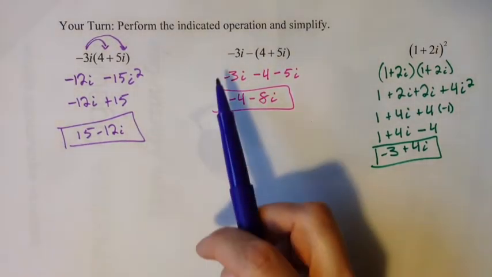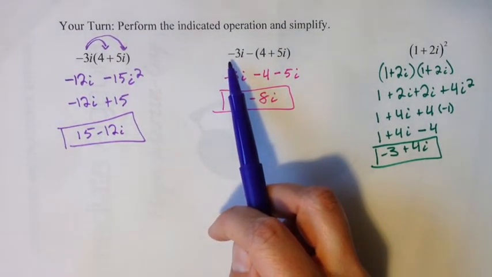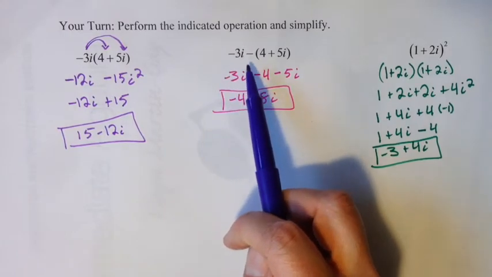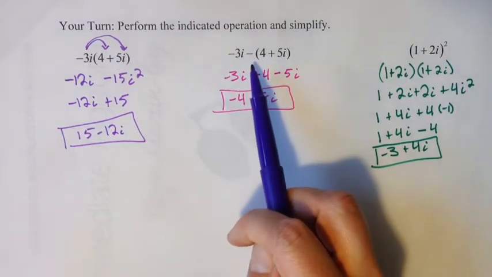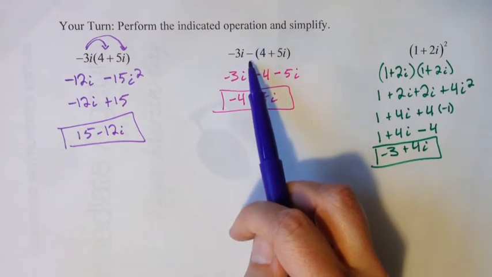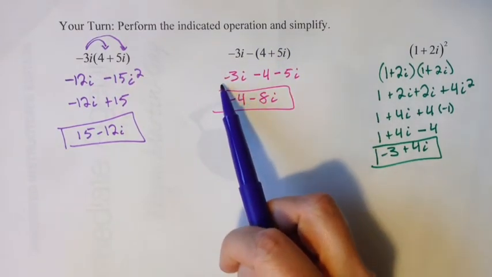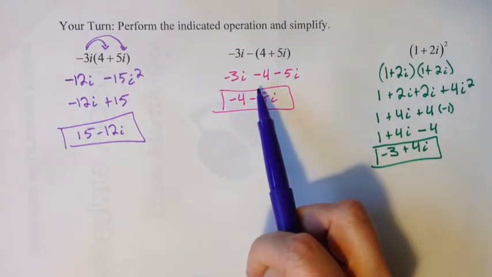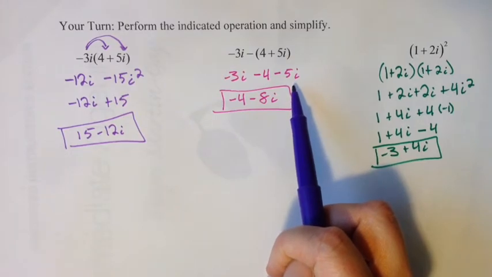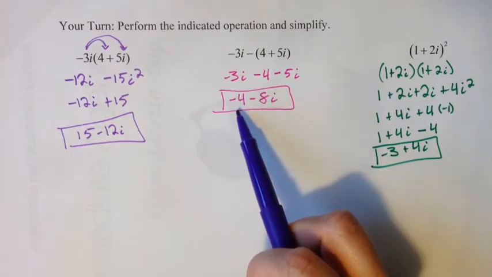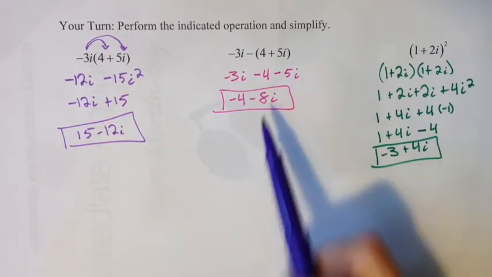My second example is an example of subtraction. Here I have negative 3i minus 4 plus 5i. So I'm going to distribute that negative to each of my two terms, giving me negative 3i minus 4 minus 5i. Then combine like terms to get negative 4 and negative 8i.